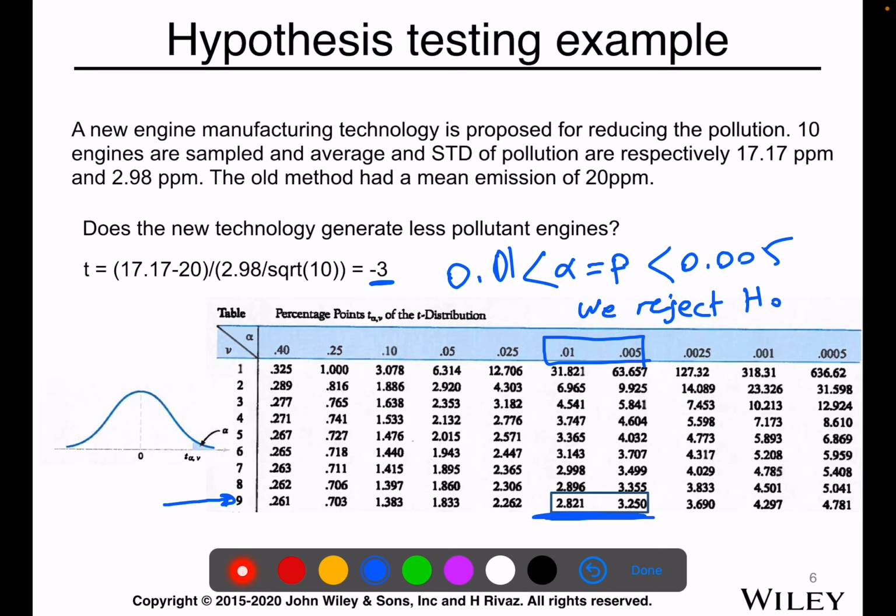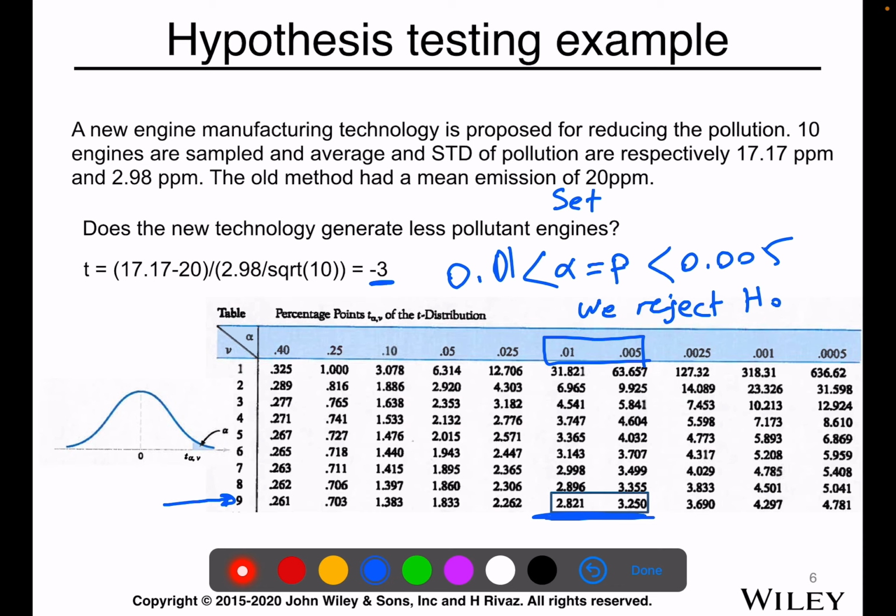Do we always take, for example, here we assume that the value of alpha is 0.05, but then we always take the value in the table? We always take the value before, right? So, for example, if we had a different value of alpha, say the alpha will be 0.025. Then we'll take 25 and, oh, no. So let's say that the question said, does the new technology generate less pollutant engines? So what do you want to set alpha to?